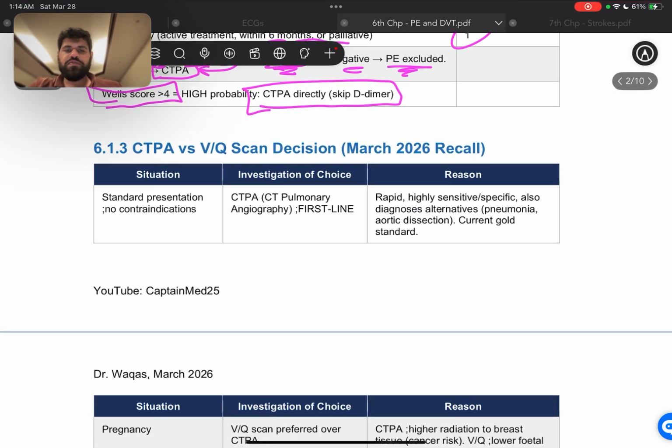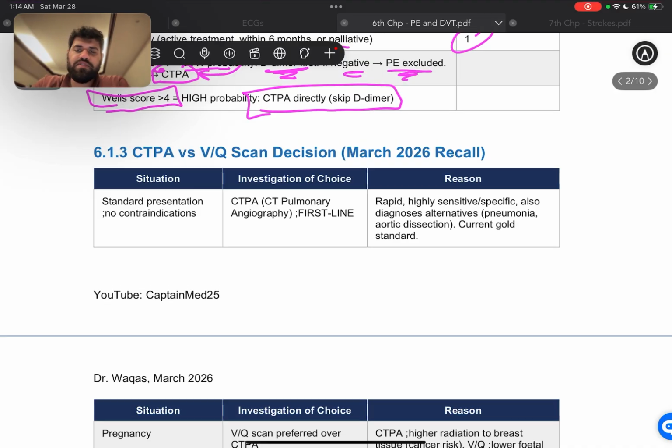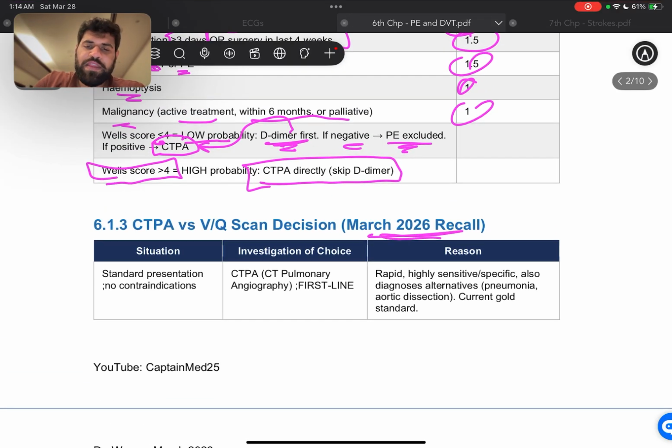Now, the CTPA versus VQ scan decision. A lot of questions have come up on this, especially in the March 2026 recalls, and a lot of the questions that I've done from last year's recalls as well had CTPA versus VQ scan. So what is the situation, which do we choose, and what is the reason for that?